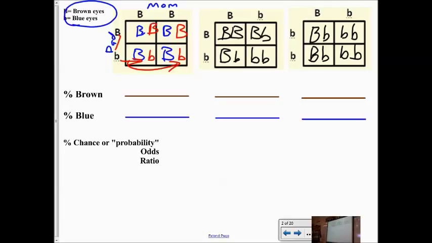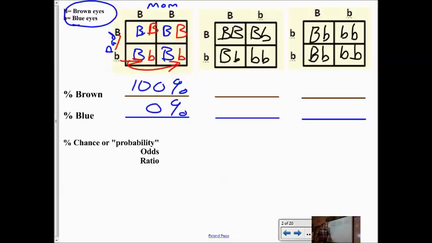Chance is a percentage. Odds is different. Let me explain. Let's take this first one. Tell me, how many offspring are there? 4. That's what the boxes represent, babies. Out of those 4 babies, how many have brown eyes? All of them. So what percentage have brown eyes? 100%. How many have blue eyes? 0%. So that makes it real easy.